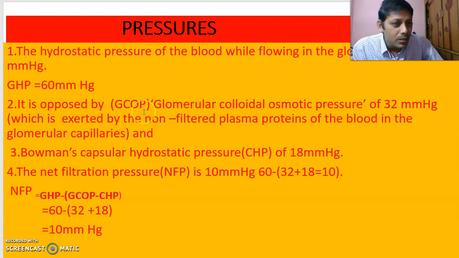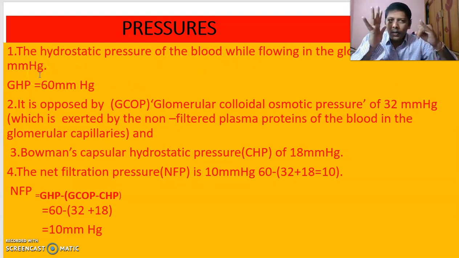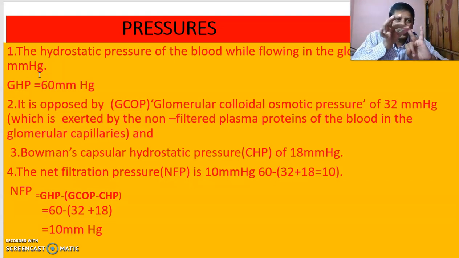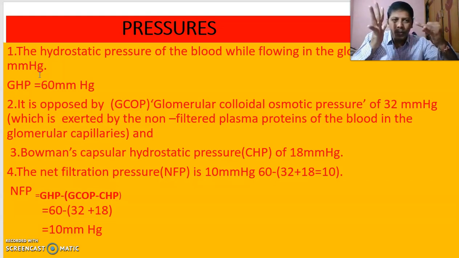That's about GCOP. What is its value? 32 mmHg. And this one is 60. Now I am taking one pressure, 32, and one more pressure opposing. This 32 is the larger one, and this is a smaller one. The next pressure is 18. This one is 60, and these two pressures are opposing it.